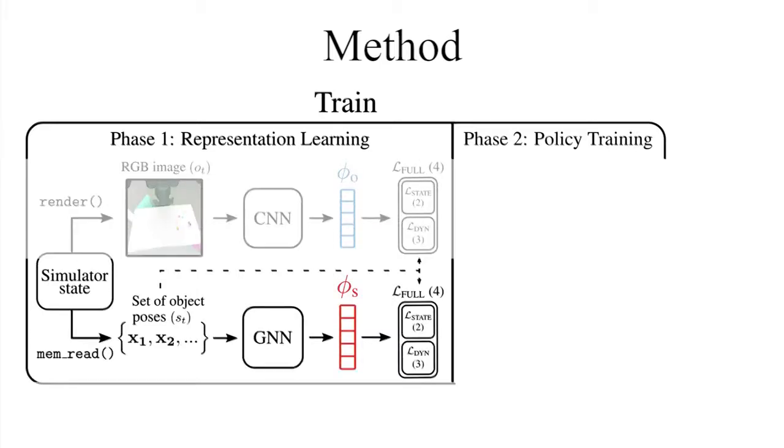The other is a graph neural network, or GNN, that both consumes and predicts raw object poses, thus learning a state-to-state mapping. The GNN is trained, in other words, to auto-encode multi-object state information.